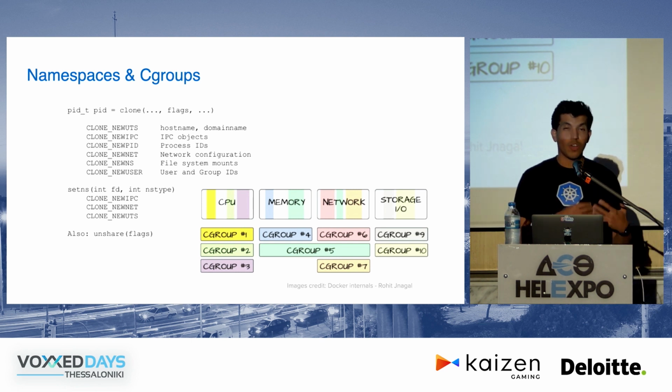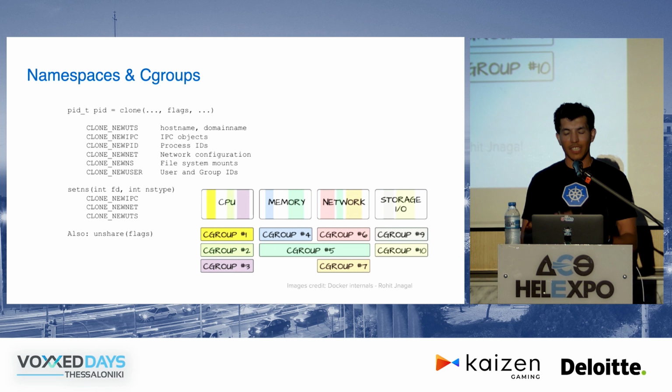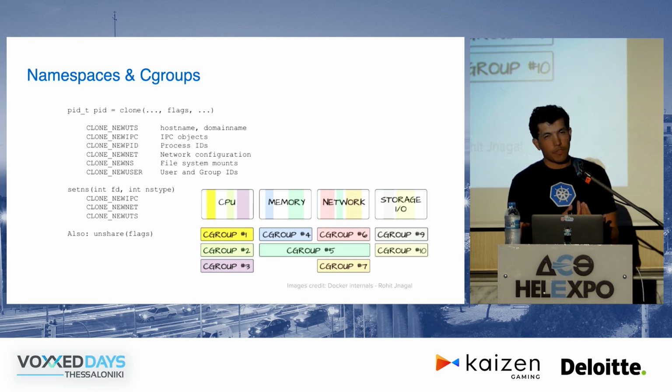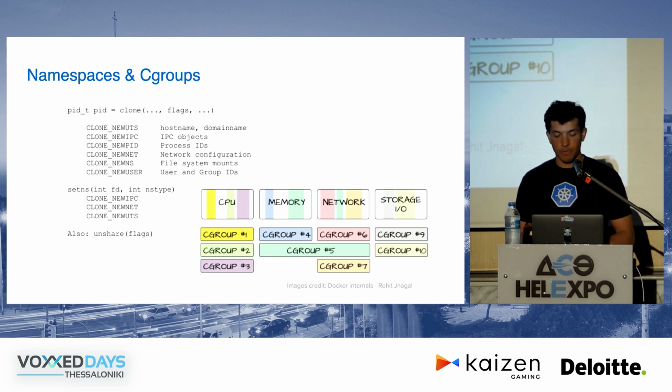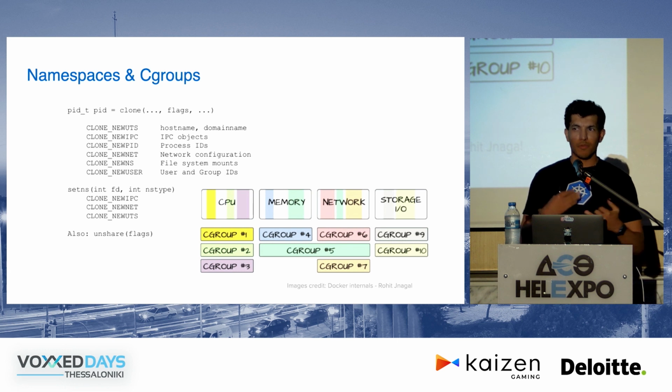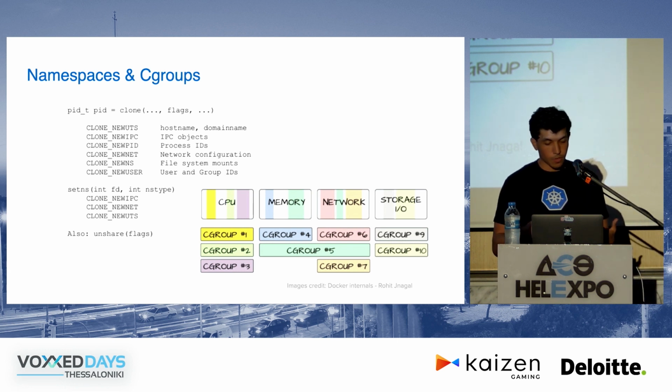C groups, on the other hand, is a mechanism that enables us to perform limiting and metering for the resources that can be used by a process. And by resources, I mean like CPU, memory, block I/O, network I/O, and so on and so forth.